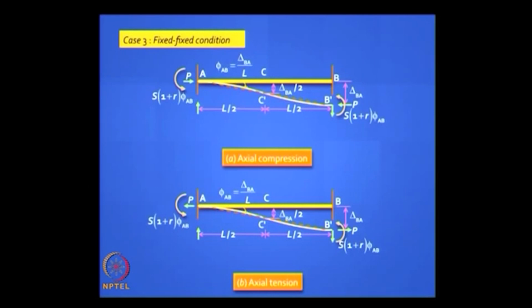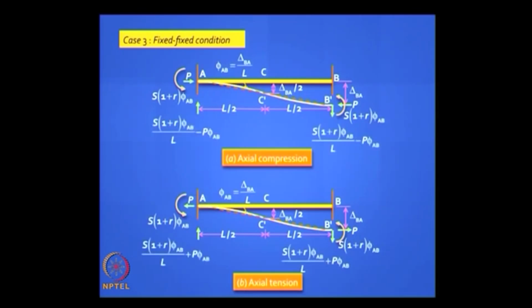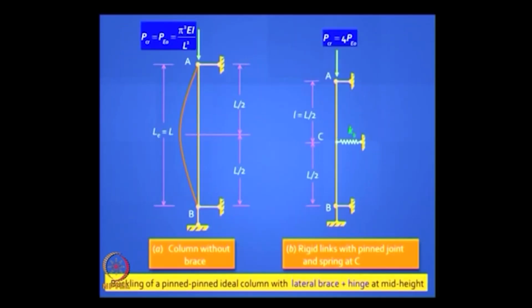So you have S into 1 plus R. Instead of 6 EI by L squared, you will write S into 1 plus R. That's all you need to remember, and the fundamentals are still the same. You can work out everything. So instead of 12 EI by L cubed, you will write S into 1 plus R divided by L into phi. But you also have plus or minus P phi AB in the deformed configuration.